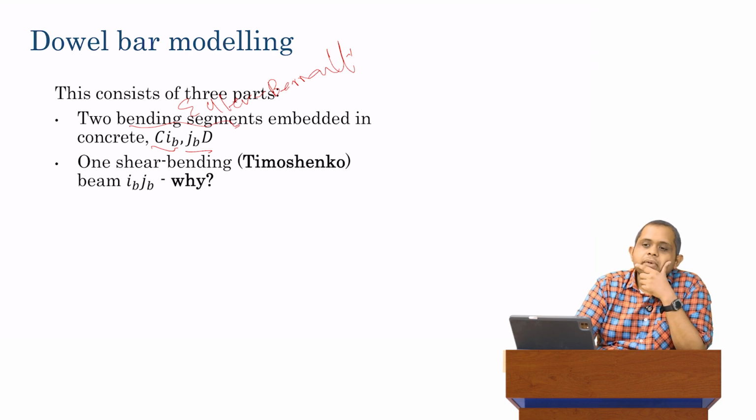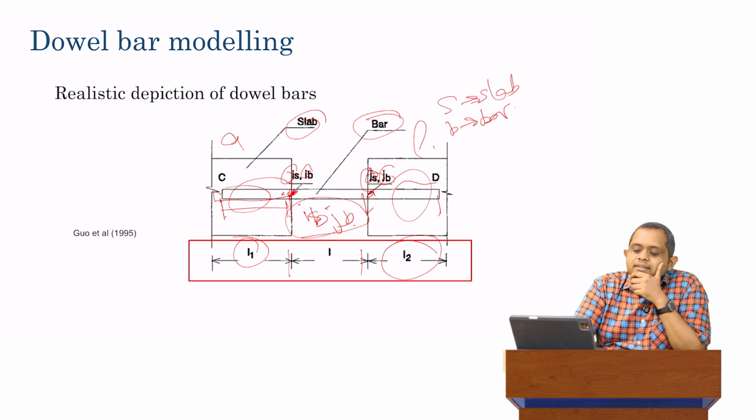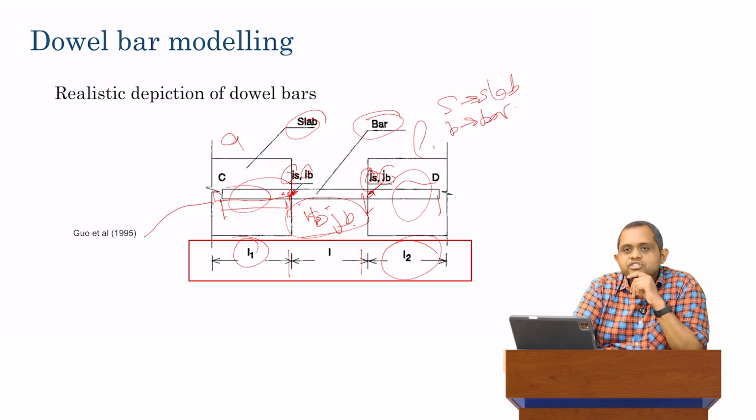The reason we call these bending segments is because in this case, for these components, the length is actually much greater than the cross section. So for example, the cross section diameter for a typical dowel bar is going to be 25 mm. The overall length of a dowel bar is something around 500 mm, 500 to 600 mm. And the width of the joint is typically 1 mm.